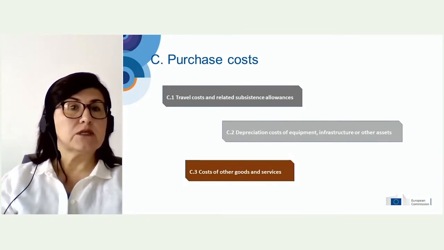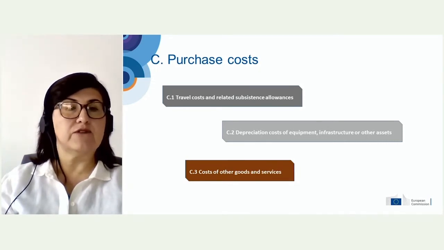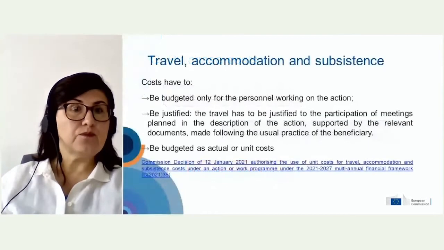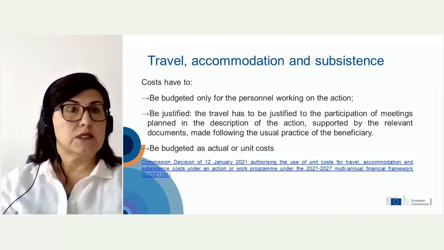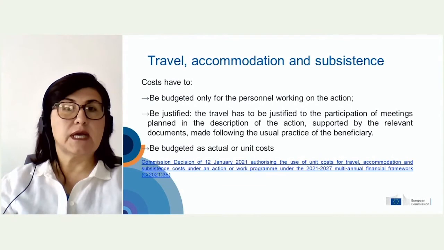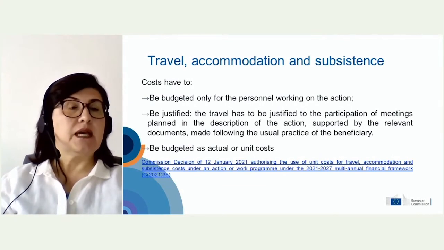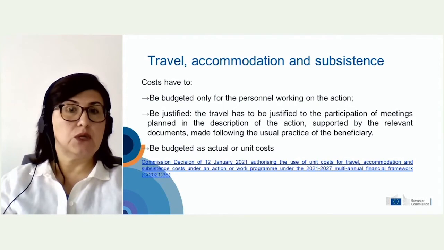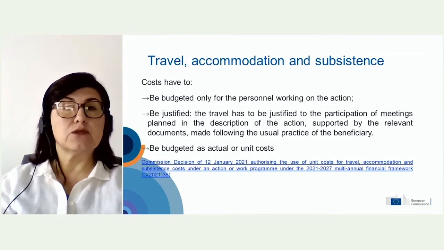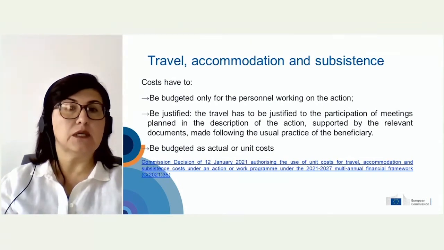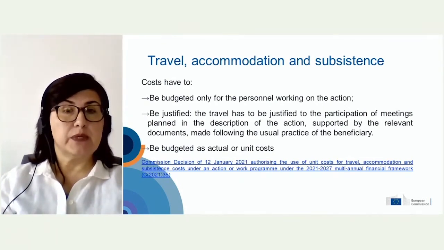The purchase costs are divided in 3 main categories: the travel costs and related costs for travels, the equipment costs, and the costs for other goods and services. The travel costs include also the accommodation costs and the subsistence allowances. They have, of course, to be budgeted only for the personnel working on the action, and they have to be justified. This is important. You can budget costs related to the participation in a seminar, which is described in the technical part. And you always have to remember that you have to keep the documents for this travel.